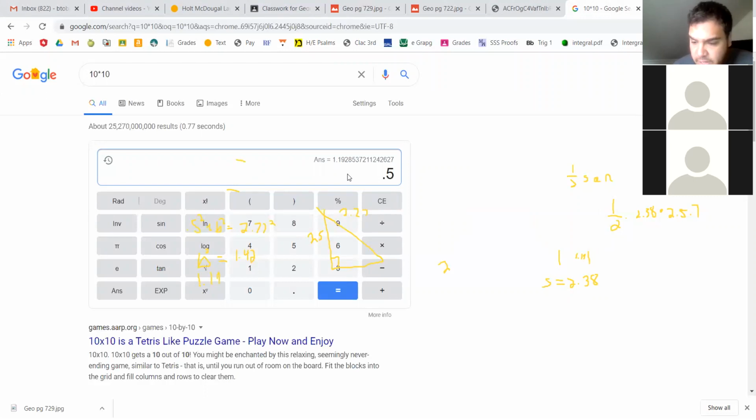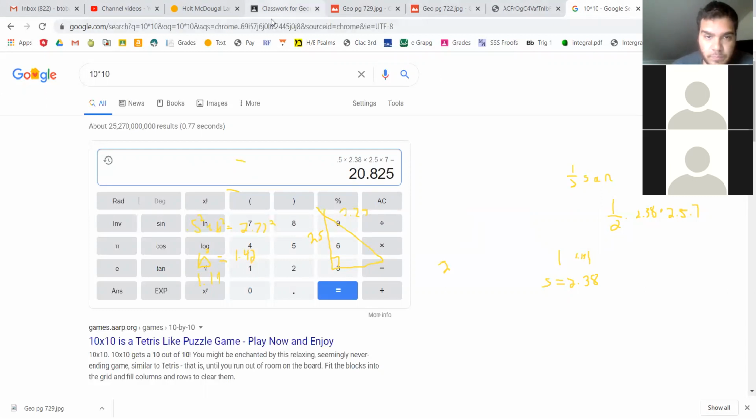0.5 times 2.38 times 2.5 times the 7 sides. So you should get an area of 20.825 or about 20.83.